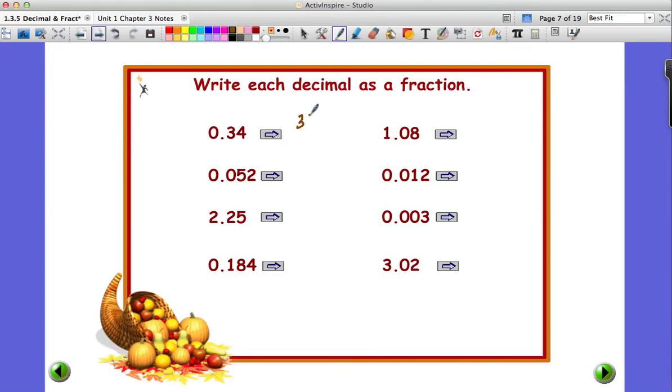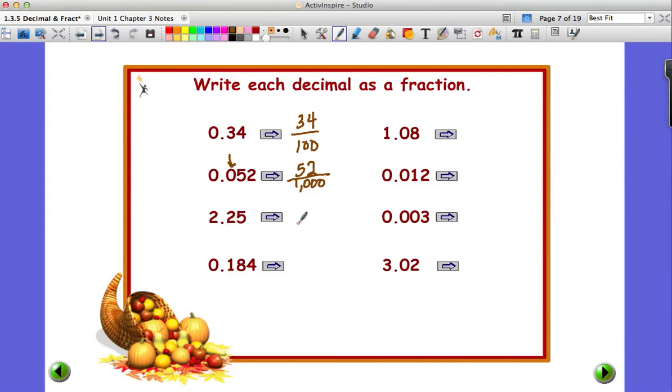All right, so in this case, you should have had 34 over 100 because this ends in the hundredths place. This one ends in the thousandths, so you should have 1,000 as your denominator and only 52 as your numerator, because the 0 doesn't mean anything, it's just a placeholder.